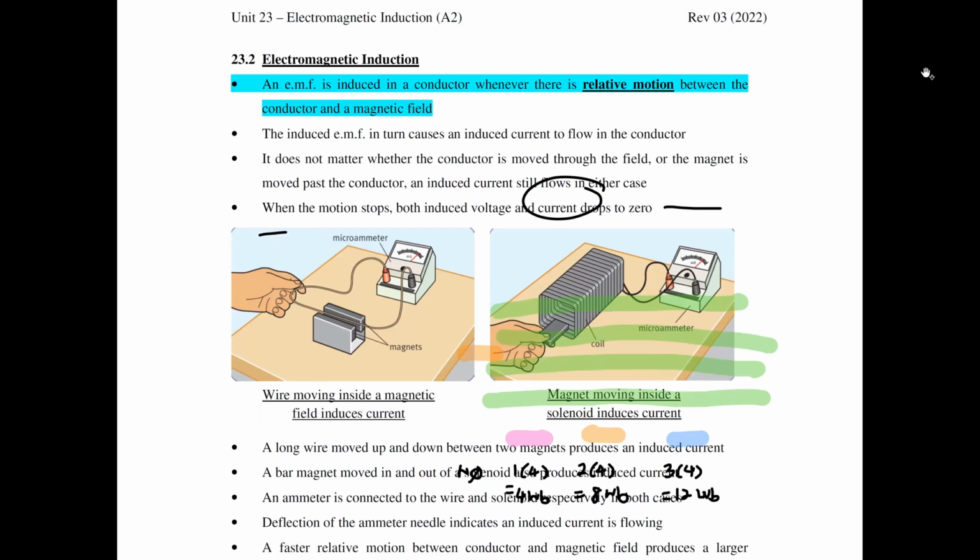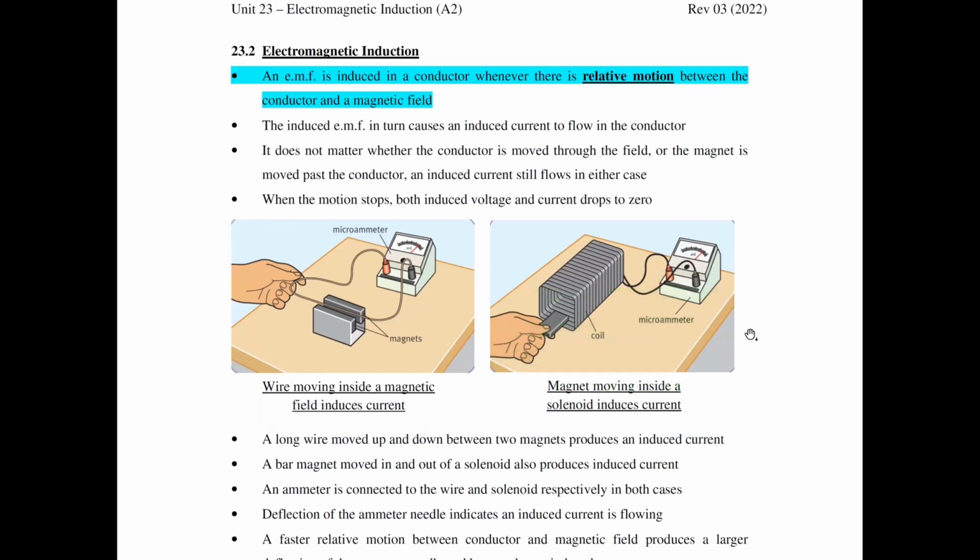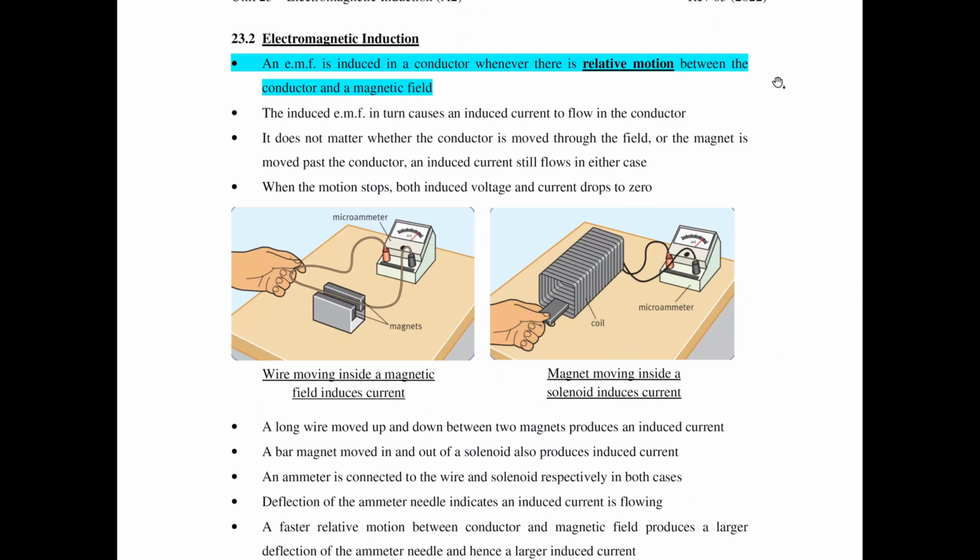Now, then after that, you move on to the next page. This one is regarding electromagnetic induction. Now, you would have an EMF induced inside a conductor whenever there's relative motion between a conductor and a magnetic field. When you have an induced EMF, this in turn causes an induced current to flow inside the conductor.